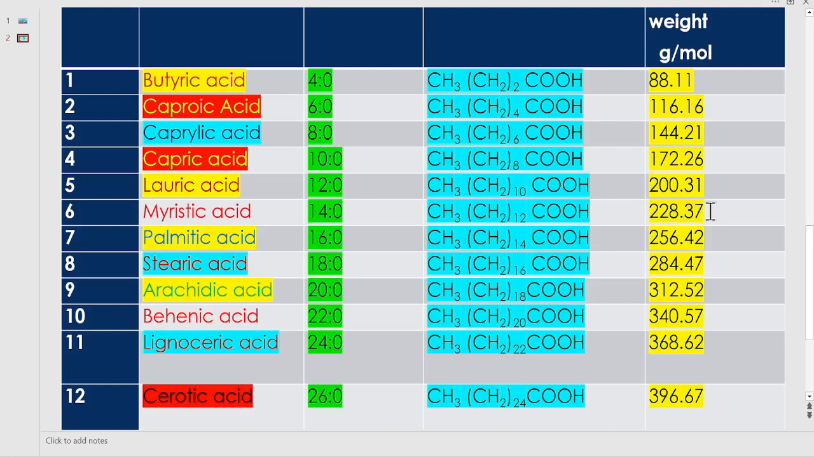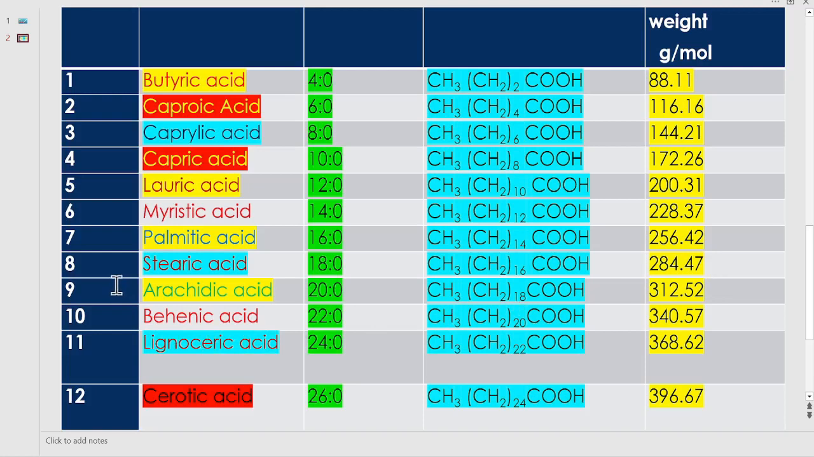228.37. Next, seventh one is palmitic acid. It contains 16 carbons, and its molecular weight is 256.42. Next, eighth one is stearic acid. It contains 18 carbons, and its molecular weight is 284.47. Next, arachidic acid. It contains 20 carbons, and its molecular weight is 312.52.